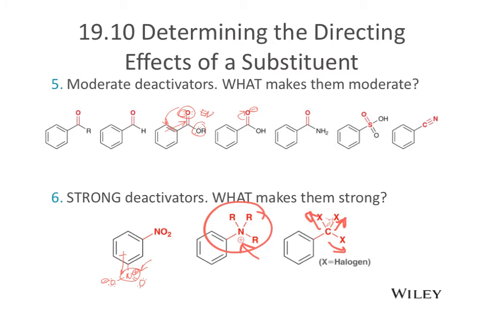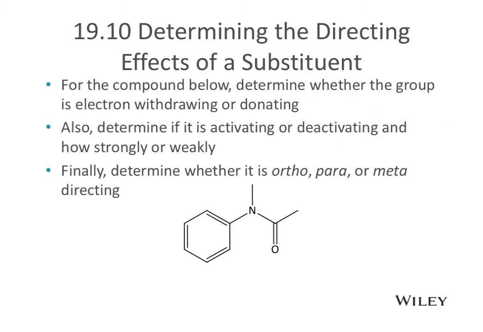So now what we're going to get into is we're going to look at benzene rings that now will have more than one substituent on it. What happens if we start having multiple substituents? And so we've got to consider the effect that's happening. But before we get into that, let's just talk one more time here about determining the directing effects of the substituent.